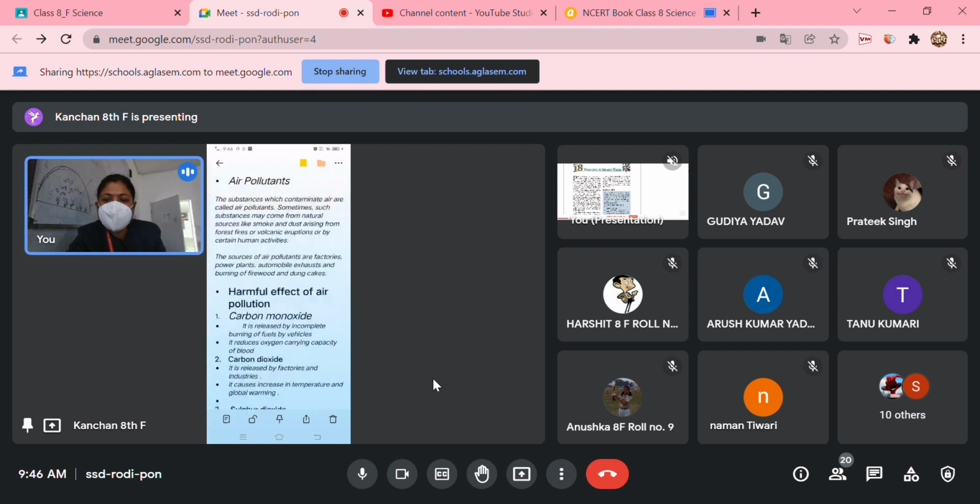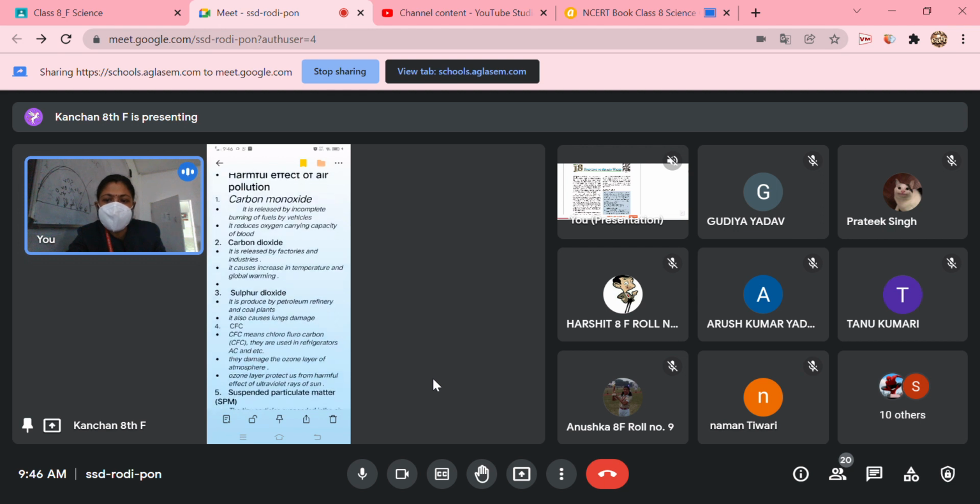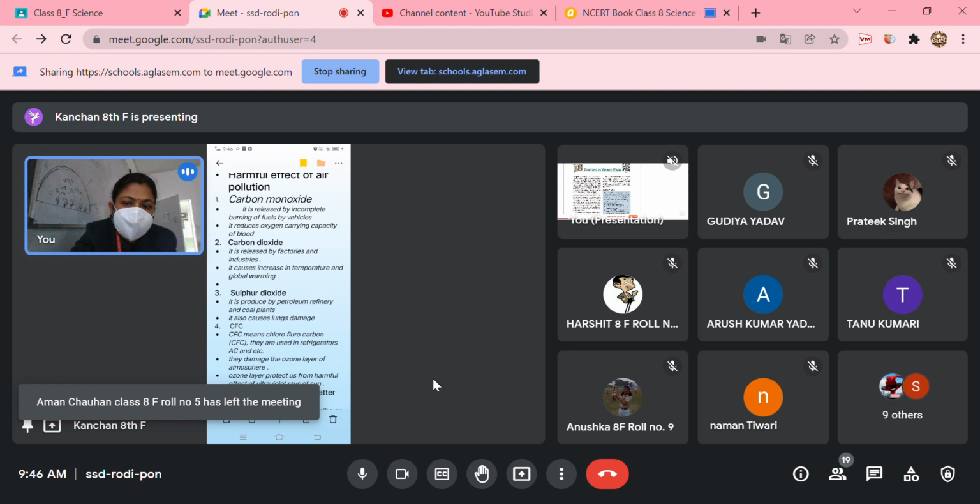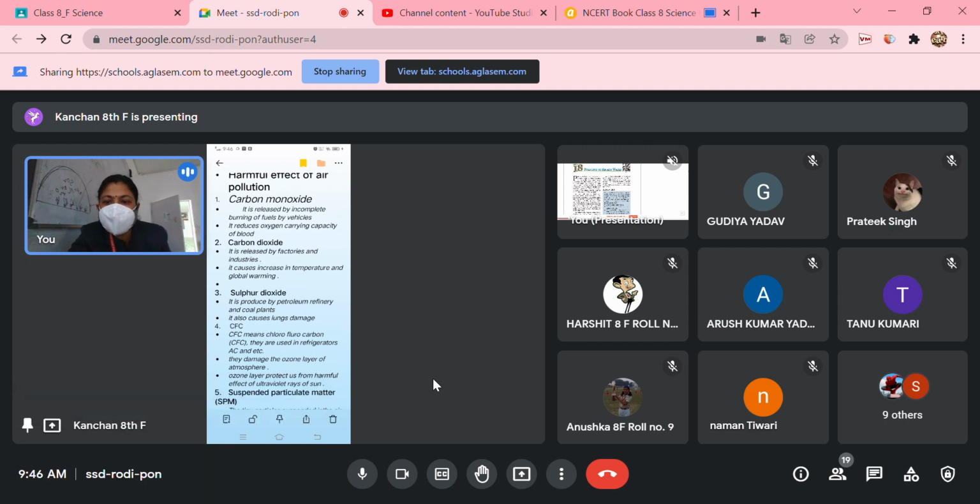Harmful effects. So mainly carbon monoxide. I told you, carbon monoxide. What is the function of carbon monoxide? You can see the effect: it is released by incomplete burning of fossil fuels. It reduces the oxygen carrying capacity of blood, as I told you that it has a much higher affinity for hemoglobin than oxygen. Carbon dioxide is released in factories. It causes an increase in temperature. That is global warming. What is global warming, Anushka?